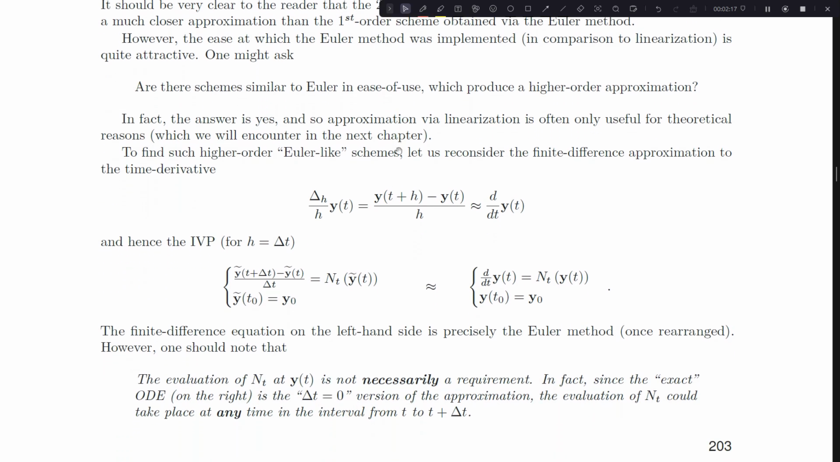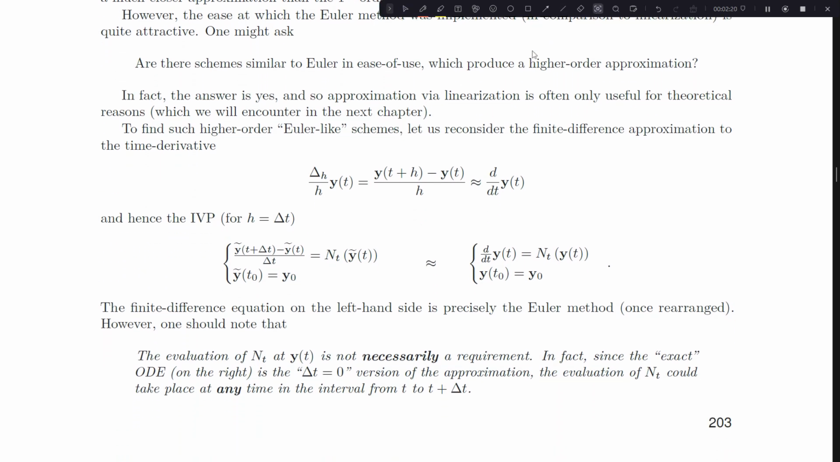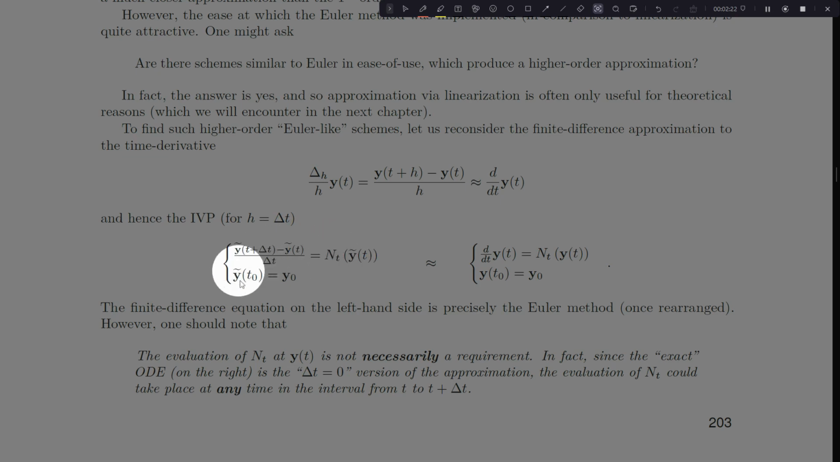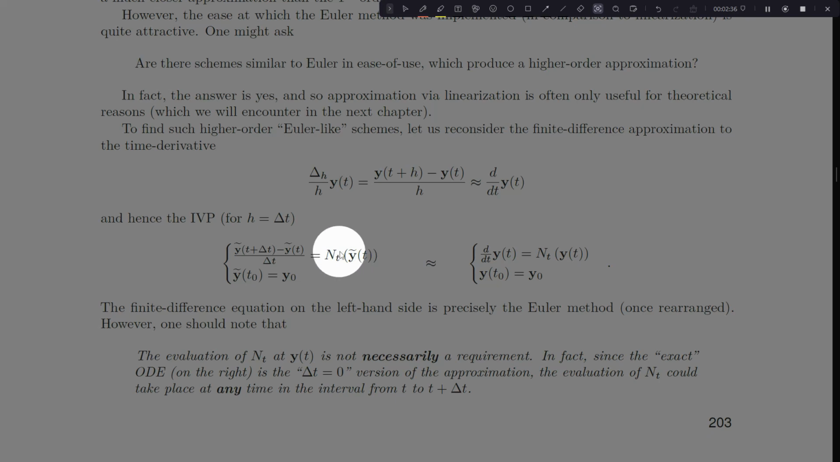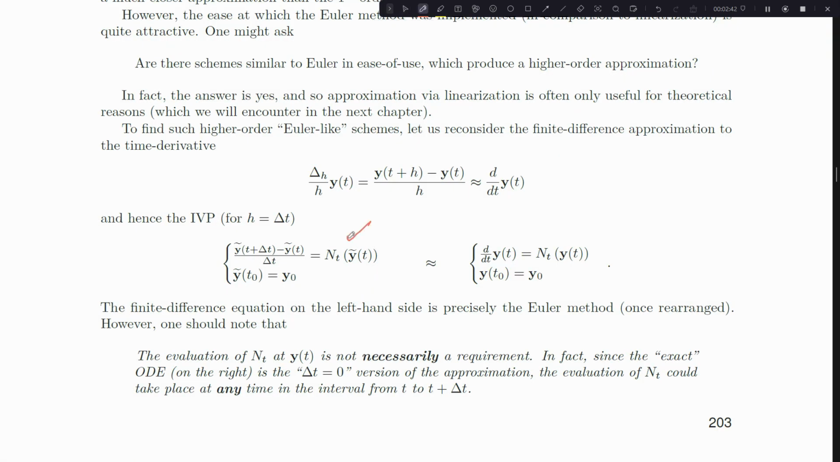And the way that these are going to work is that, if we jump down here to the approximation, this is the Euler approximation, right? If we resolve this for t plus delta t, that evaluation, you gain the Euler approximation. And it all comes down to this term right here, where we've evaluated the nonlinear function at the previous approximation. Maybe I'll write that down here. Evaluated N sub t at previous approximation.